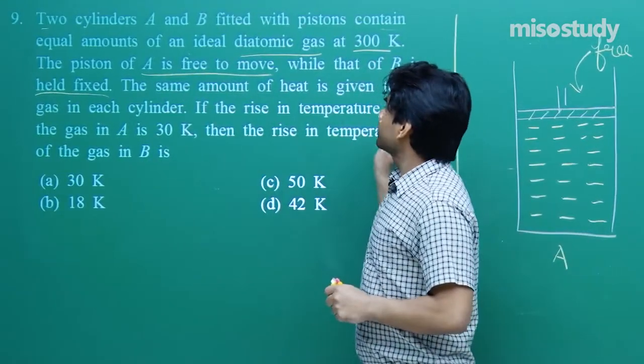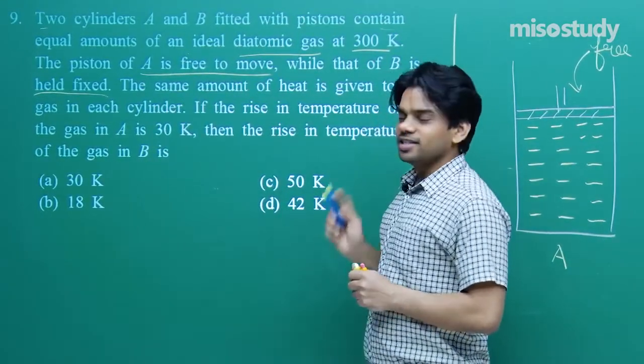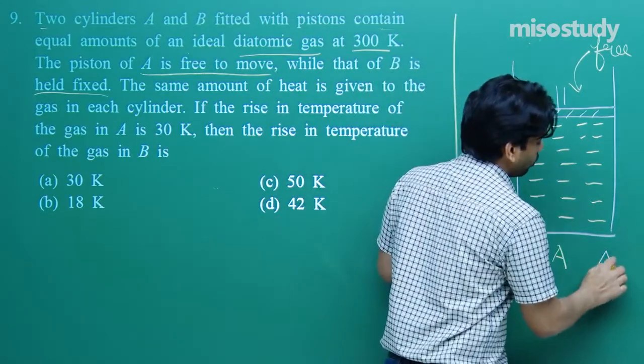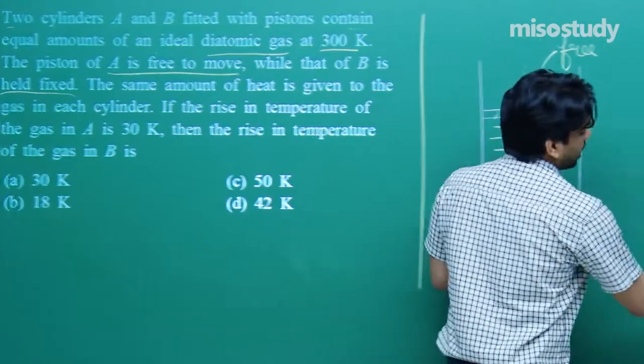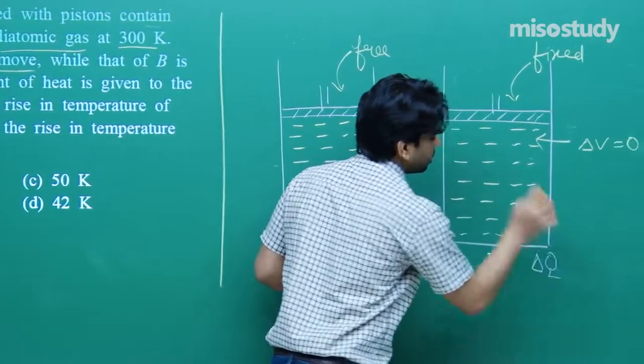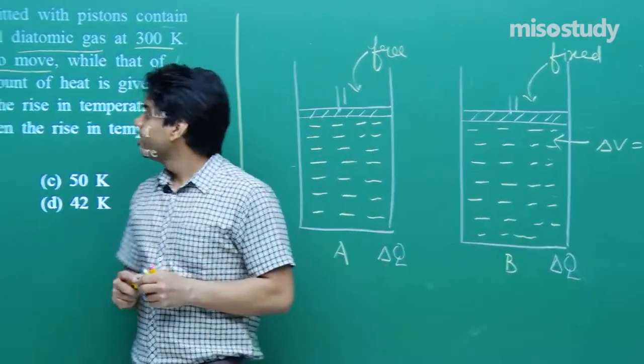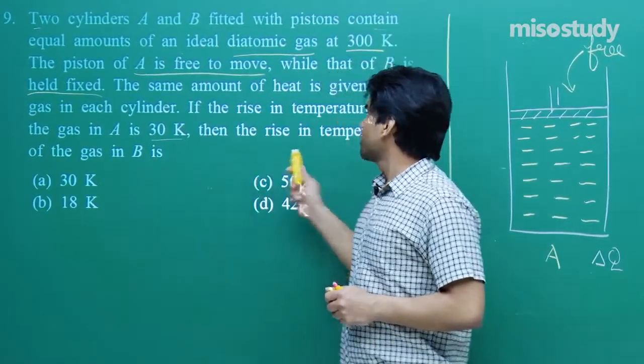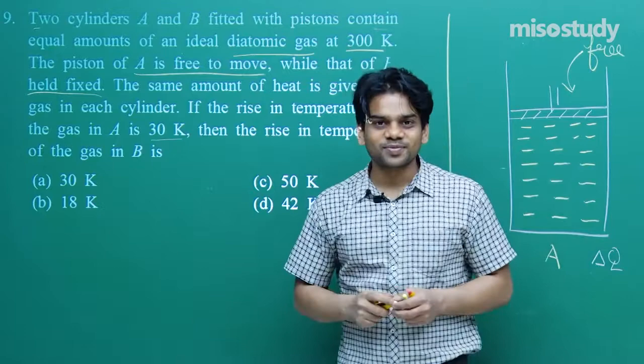The same amount of heat is given to the gas in each cylinder. You have provided the same amount of heat. Let's say the same amount of heat is delta Q in this and delta Q in this also. If the rise in temperature of the gas in A is 30 Kelvin, then the rise in temperature of the gas in B is?